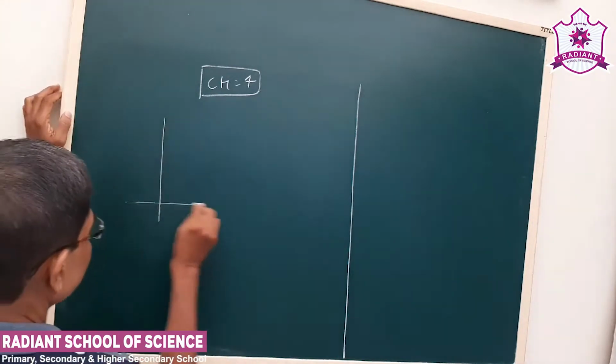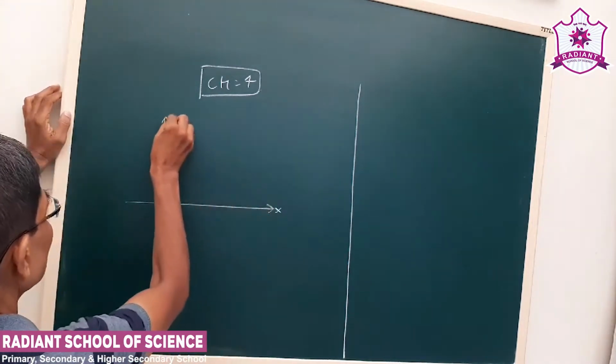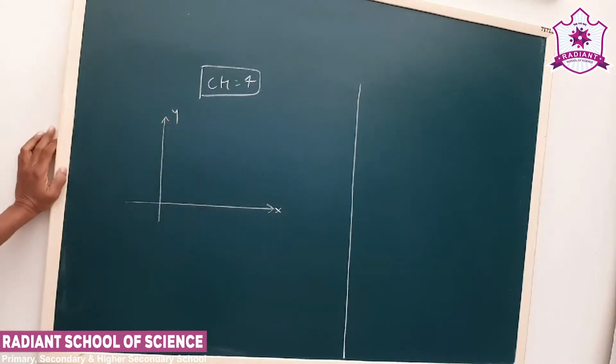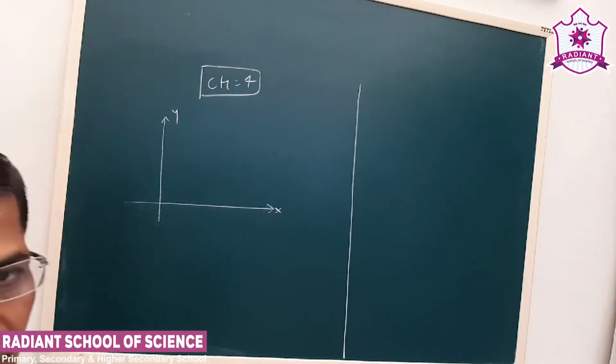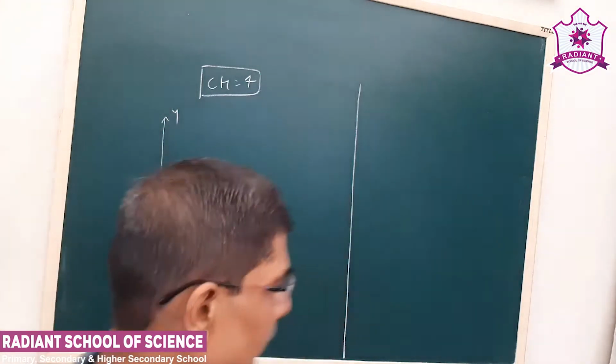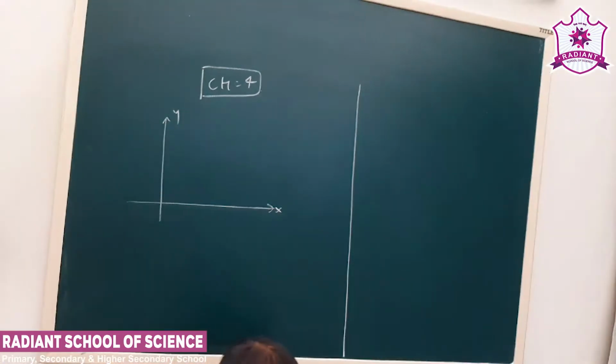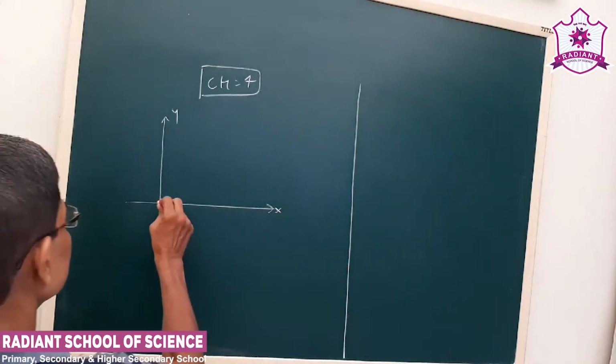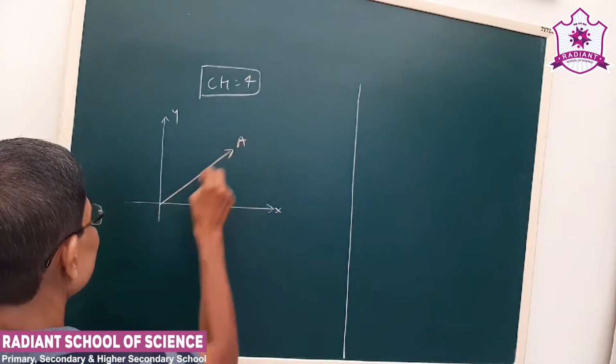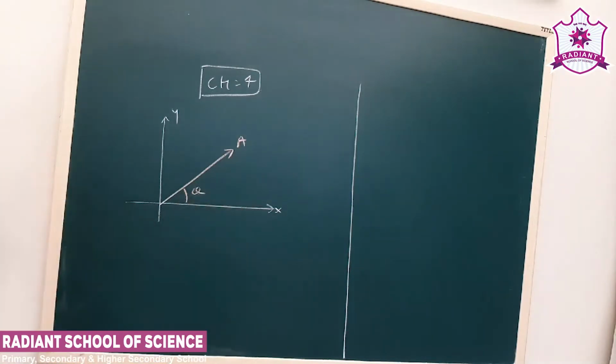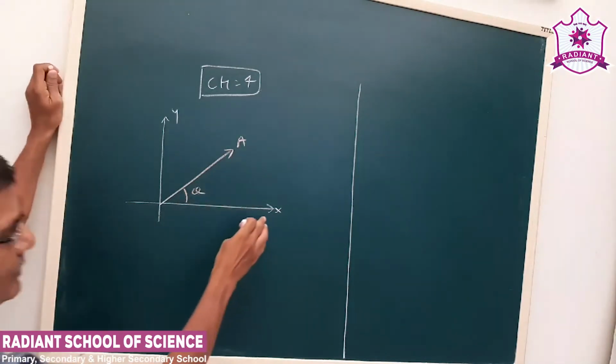Now let us say first we talk of component of vector in 2 dimension. 3 dimension is not that much important in our syllabus. For that we generally have to use the analytical method only. Now let us say a vector is A and the angle made is theta with the x-axis.